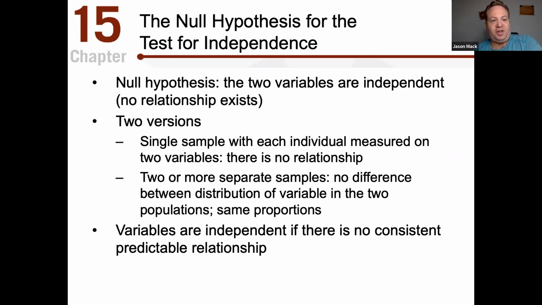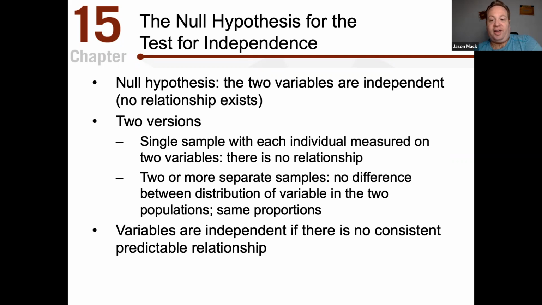The null hypothesis for the test of independence. The null hypothesis: the two variables are independent, no relationship exists. There are two versions, or two ways to look at this. With a single sample with each individual measured on two variables, there is no relationship. Or with two or more separate samples, there is no difference between the distribution of the variable in the two populations, or the same proportions. Variables are independent if there is no consistent predictable relationship.